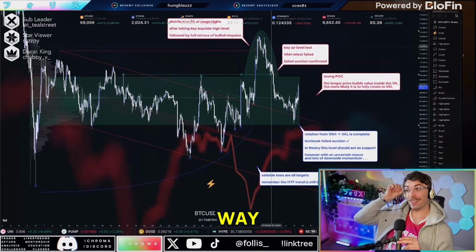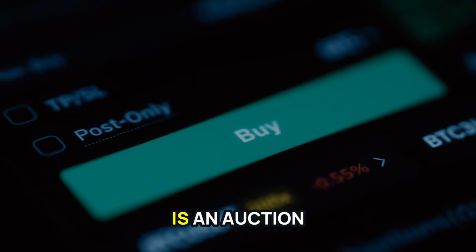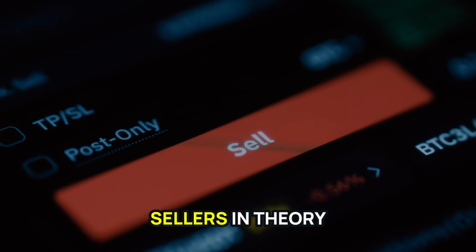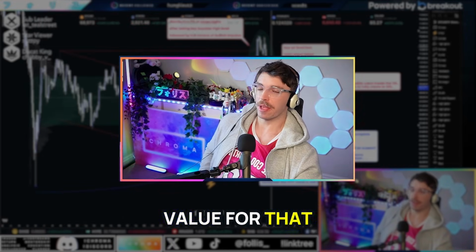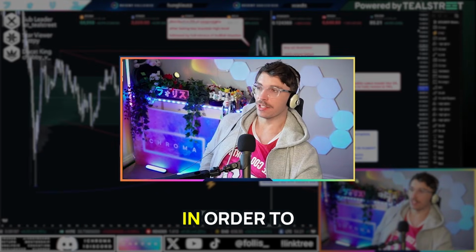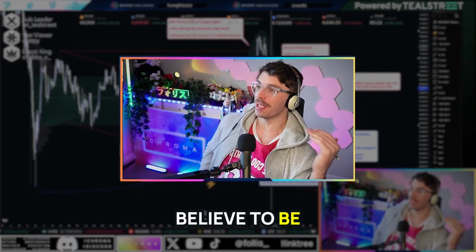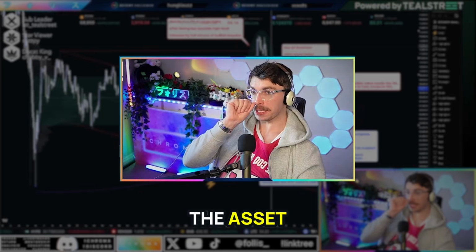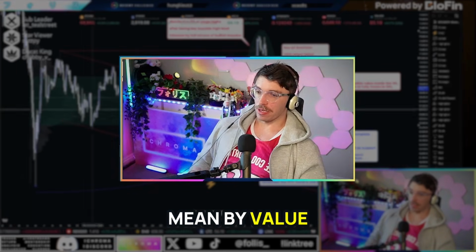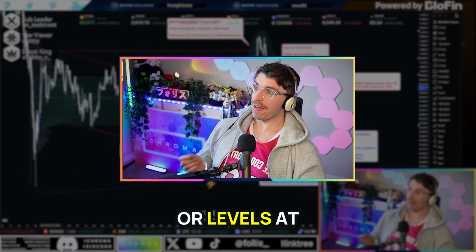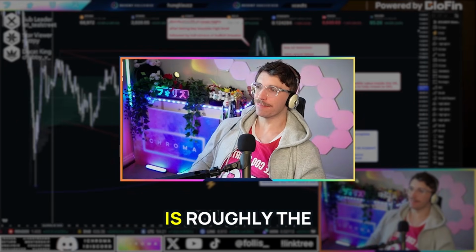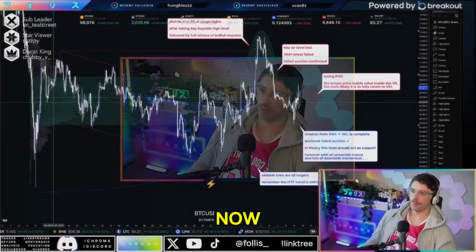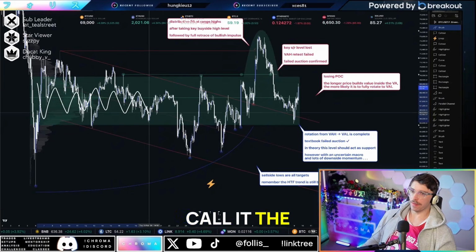In the same way, this BTC chart is an auction house where buyers and sellers, in theory, are bidding on price in order to set a fair value for that price. They're setting bids and asks in order to establish what they believe to be consensus fair value for the asset. And what we mean by value is just a level or levels at which buyers and sellers have agreed that, yeah, this thing is roughly the correct price right now. And that is the value area. That's why we call it the value area.